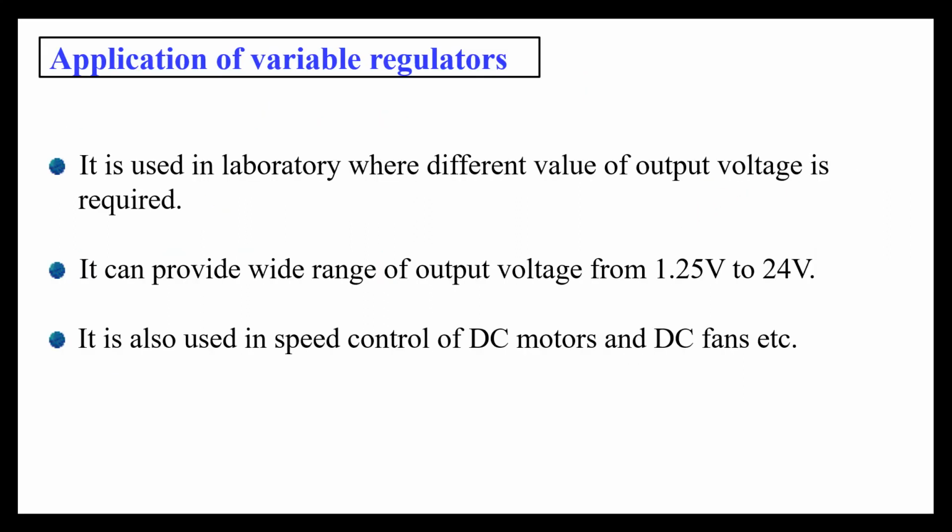The variable regulator is used in laboratories where different values of the output are required. In our lab also we have a variable regulator circuit. We will show it, and you have to perform one practical based on this. It can provide a wide range of output voltage from 1.25 volt to 24 volt. It is also used for speed control of DC motor and DC fan. Clear? So these are the applications of the variable regulator.